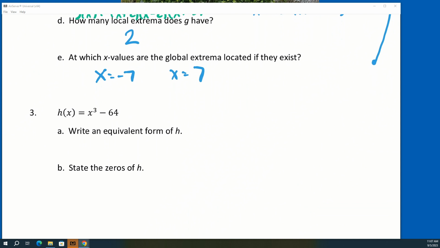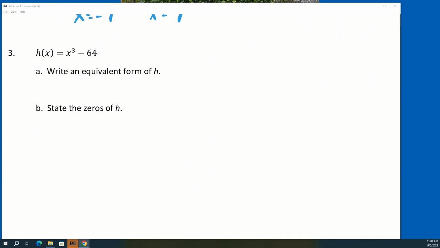Okay, 3 and 4 shouldn't take too long. So number 3 is a cubic graph. Is it kind of special? It's a little special. Are those both cubes? Yeah. So we're going to factor it using the difference of cubes. Do you guys know the cube root of 64? 4.